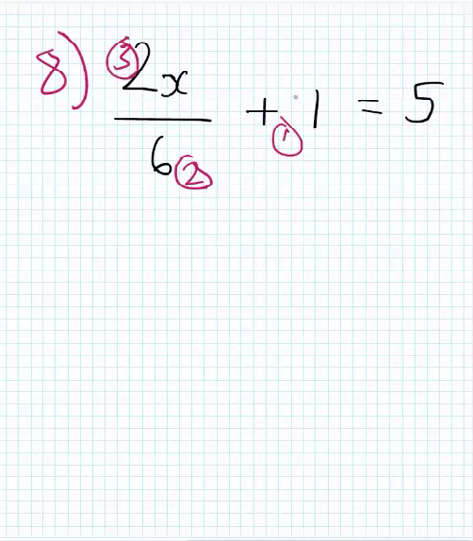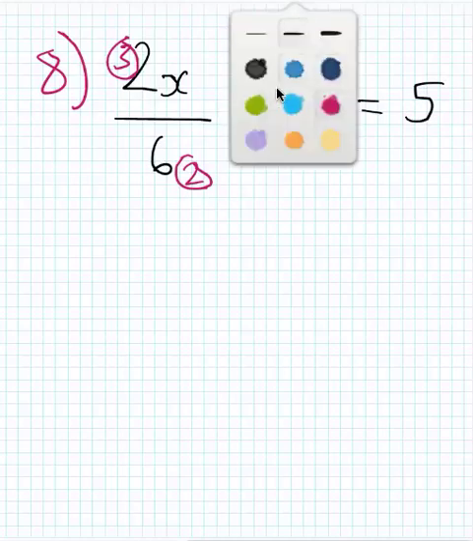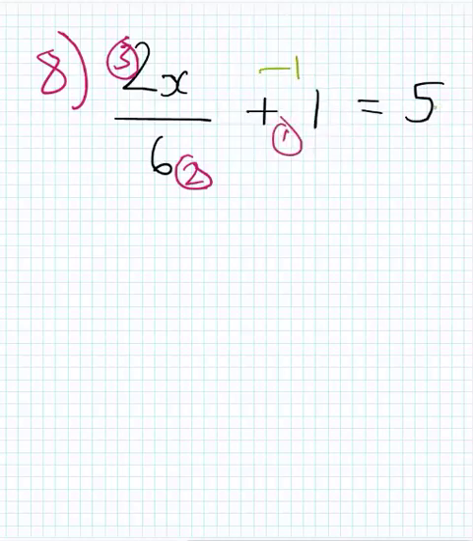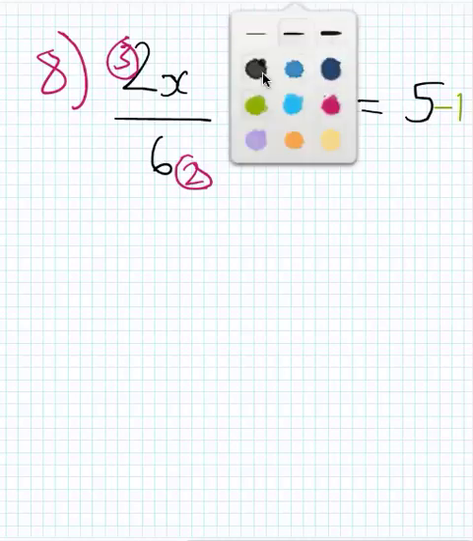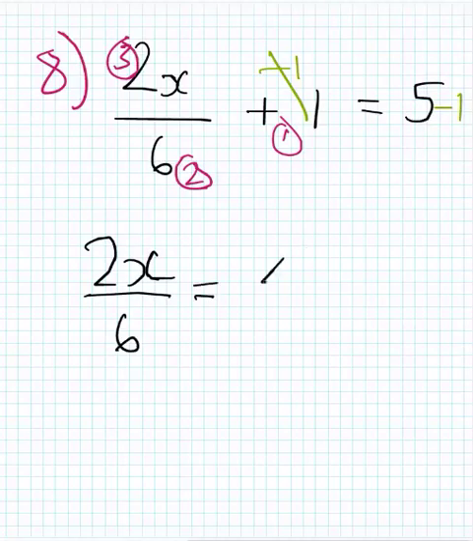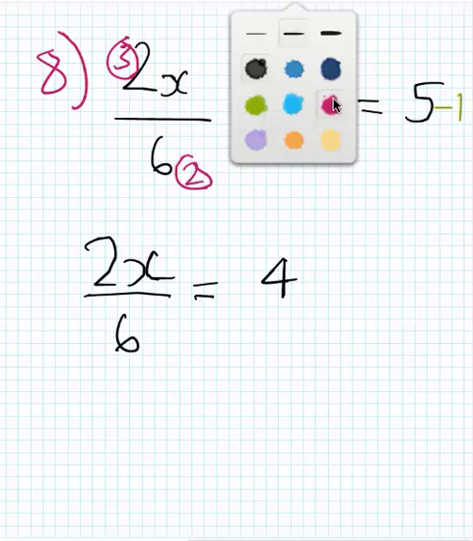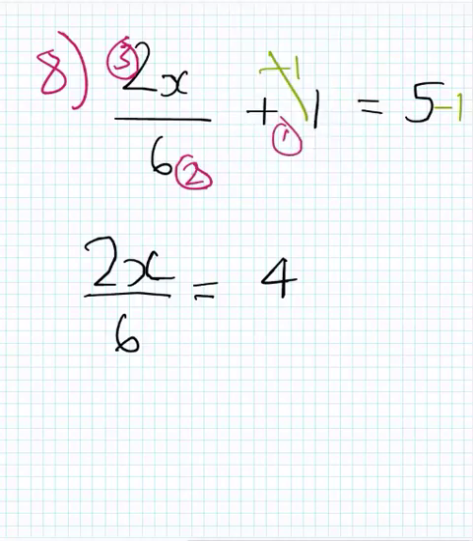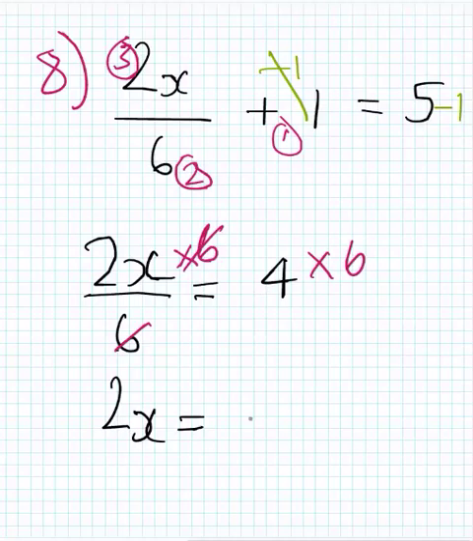We'll be finished. So opposite of plus 1 is to take away 1. So take away 1 on both sides. That cancels out. And we have 2x over 6 equals 5 take away 1 is 4. Now our next step, step 2, is to get rid of the 6. So instead of dividing by 6, we need to times by 6 and times by 6. So that cancels out. So we end up having 2x is equal to 4 times 6 is 24.